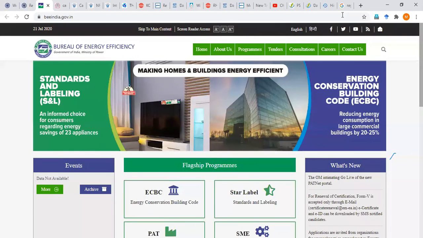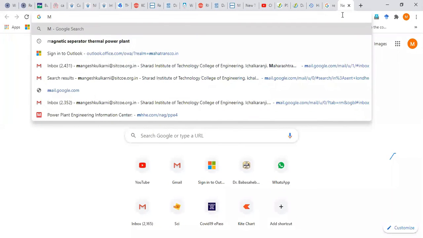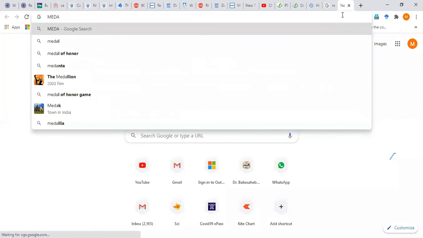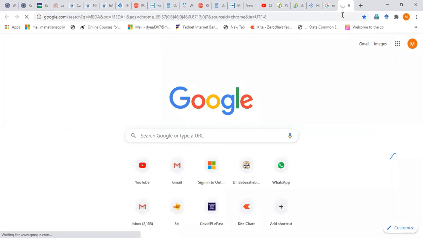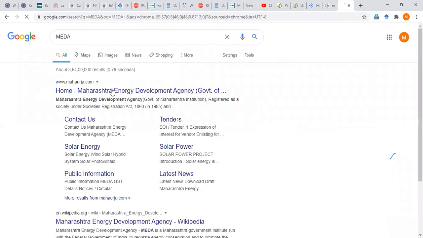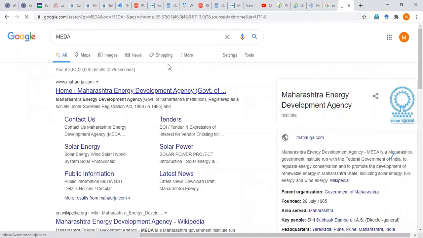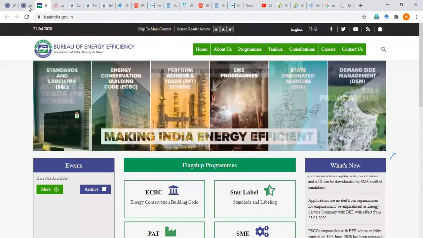I'll just show you. This is MEDA, also called MahaUrja, Maharashtra Energy Development Agency. This agency is governed by the state government and is linked with the Ministry of Power, or you can say the Bureau of Energy Efficiency, as well as some other organizations governed by the central government of India.